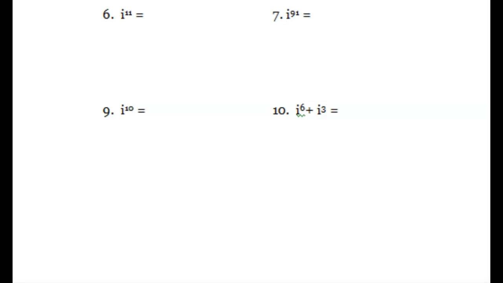So i to the 6th is i squared, which is negative 1. i cubed is negative i. So i to the 6th plus i cubed becomes negative 1 minus i. You have to simplify them separately. You cannot add i's together. They are separate, like variables. I promise once you practice them, they start to click.